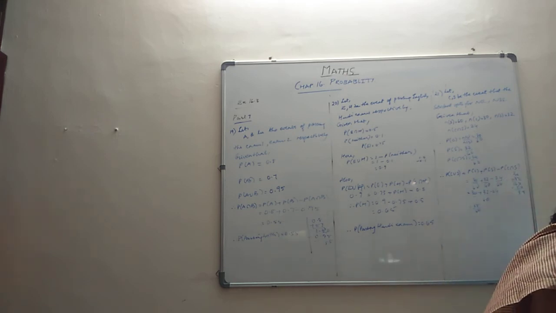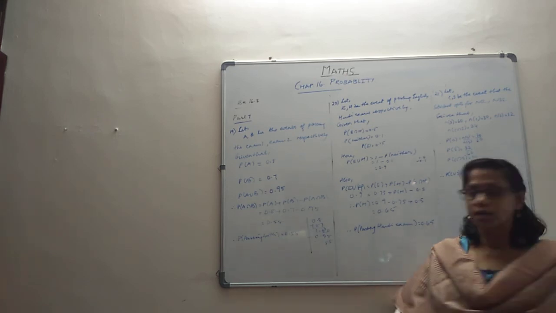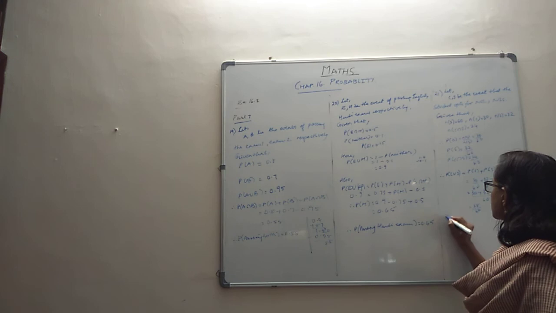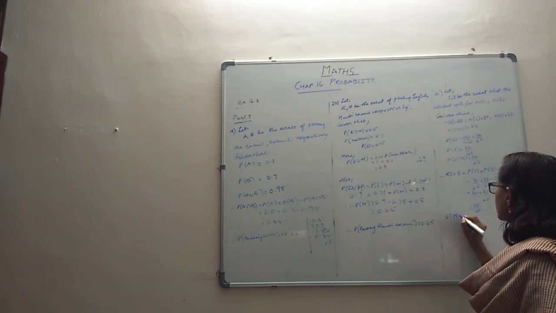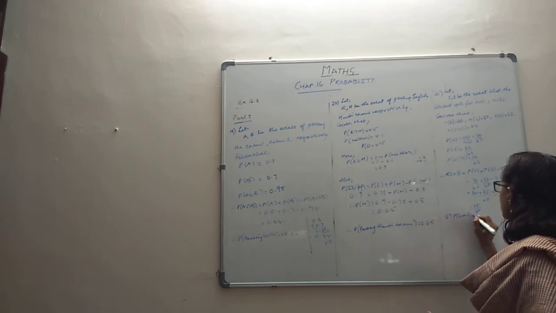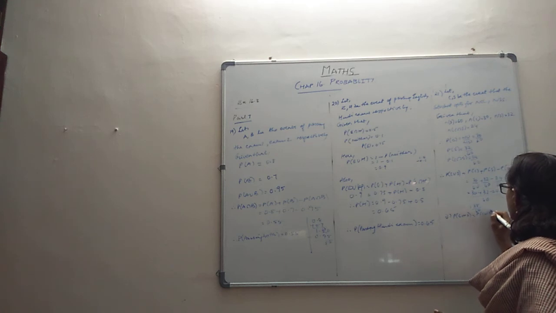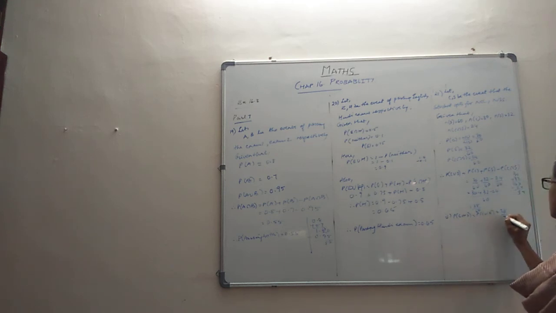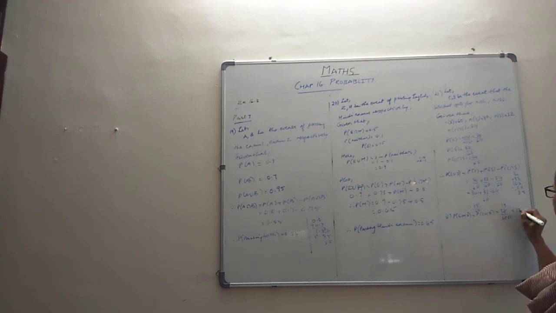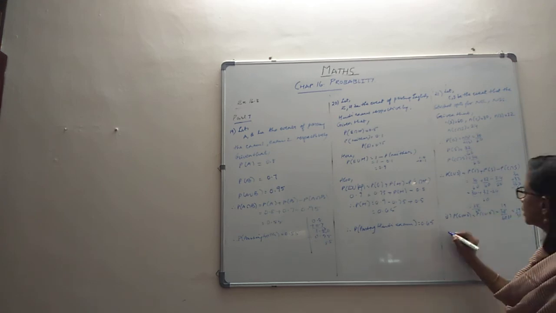First sub question, opted for NCC or NSS. So first is C or S. So that is probability of C union S, that is 38 by 60, which you can cut. 2 19s are, 2 30s are. So 19 by 30.